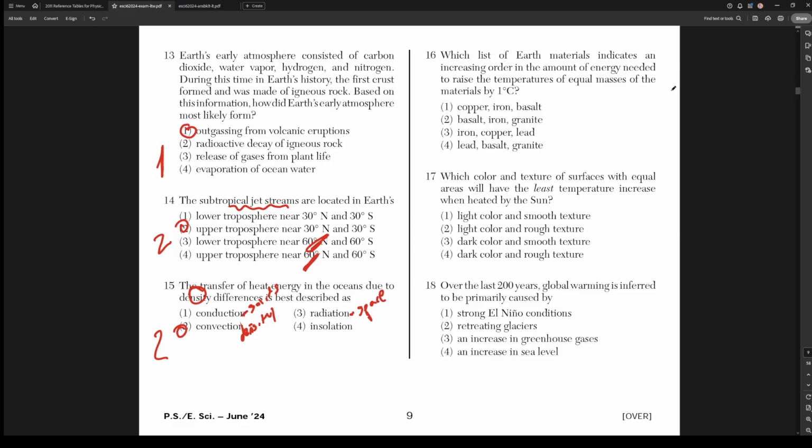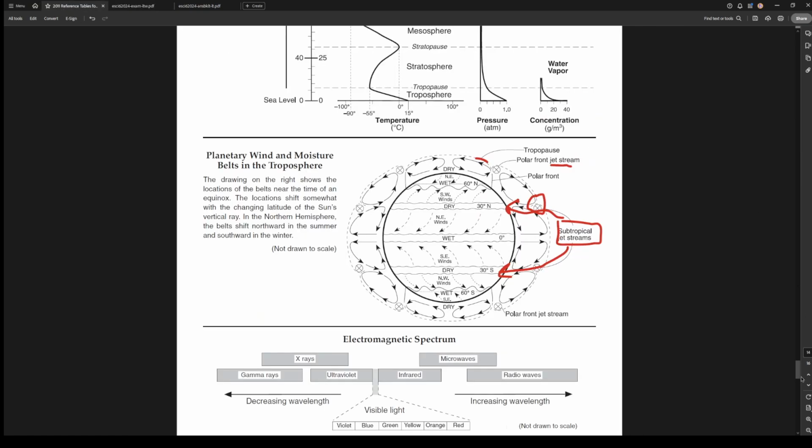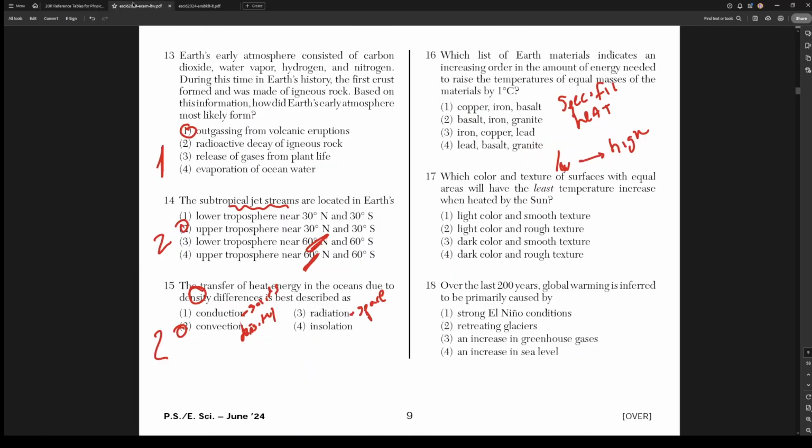Which list of Earth's materials indicates an increasing order in the amount of energy needed to raise the temperature of them by 1? So this is specific heat. That's the definition of specific heat. Now it's saying an increasing order in the amount of energy. So we want the lowest specific heat first, and it's got to go to the highest specific heat. We want these ranked from low to high, and we're going to go to page 1. The reason we're doing it low to high is because it's increasing order. That means it's going to go higher and higher as you go. So lowest out of copper, basalt, iron, or lead.